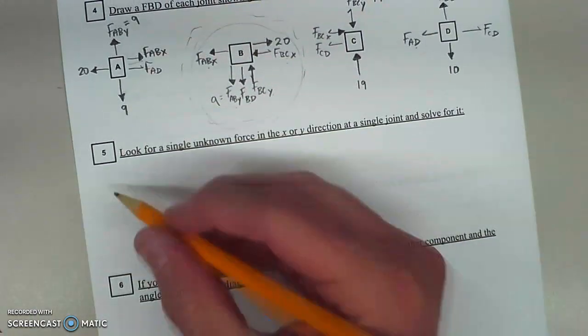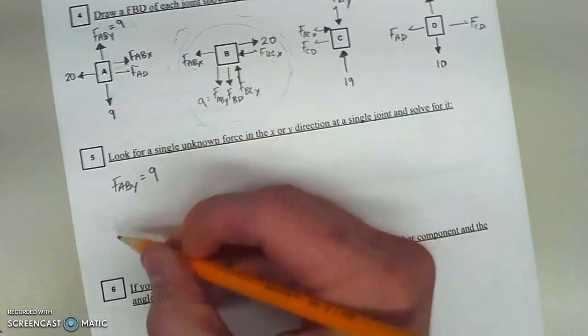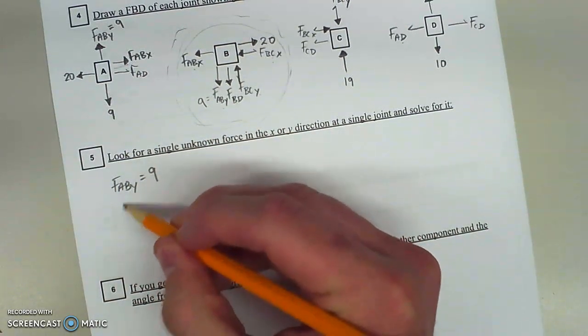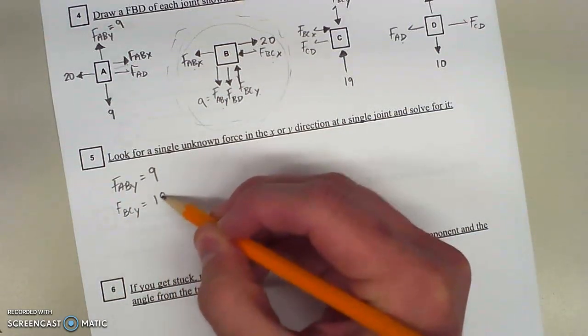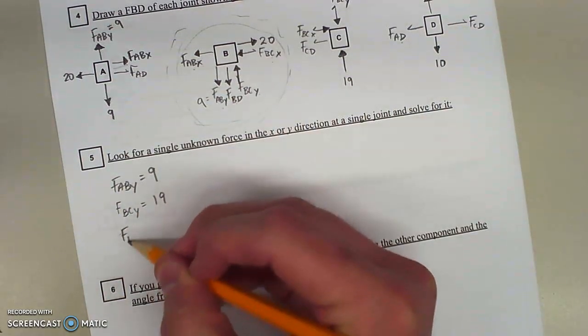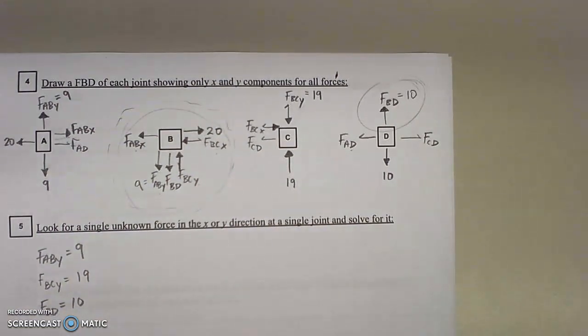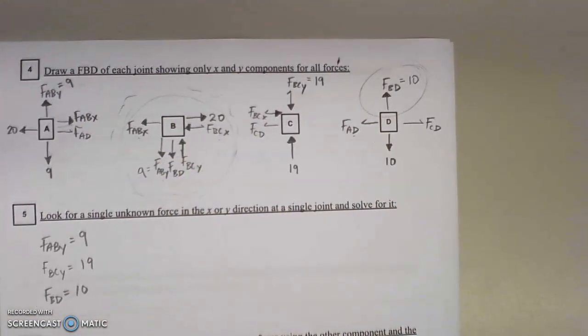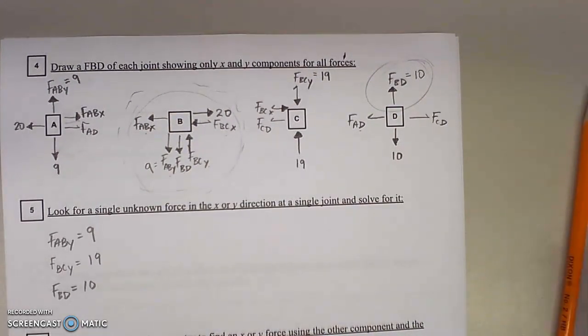So what did I just find? I found FABY is 9. I found FBCY is 19, and FBD is 10. So look, I actually already found one of my final answers. That's an actual member force. It's not a component. All right, let me pause the video here and we'll pick up doing some trig in the next one.